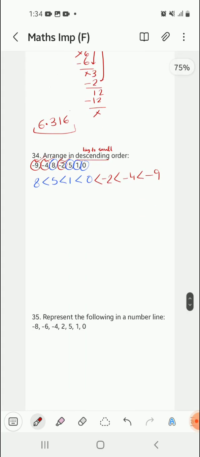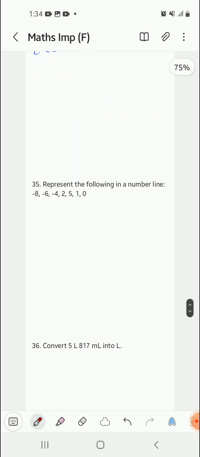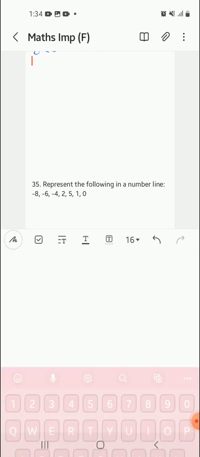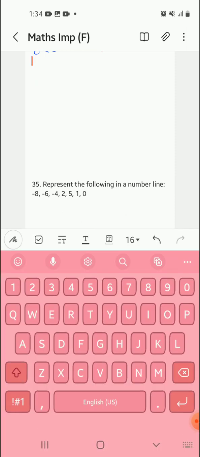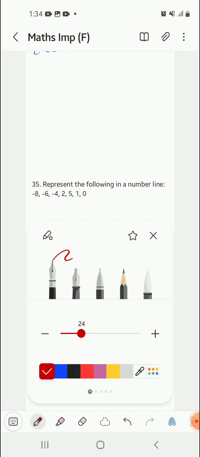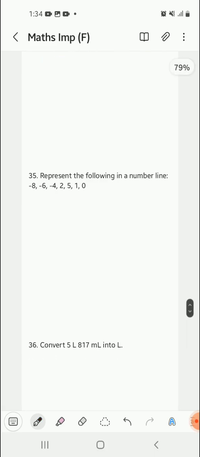Moving on to the next question. Represent the following in a number line. We will represent all of these given things in the same number line. You will need a scale and a pencil to do this. I can't use it over here, so that's why I'm just trying more or less a straight line.